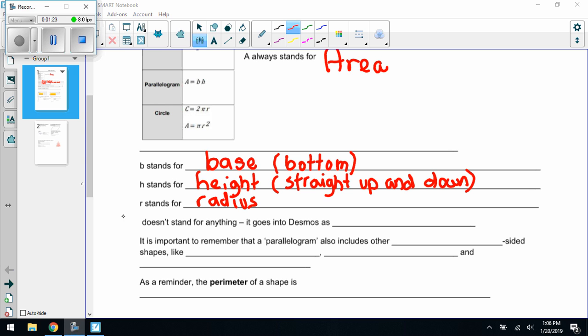And over here on our note page, I'd like for you to include the pi symbol. It got cut off on our notes. So this symbol right here doesn't stand for anything. It just goes into Desmos as PI. Yes, those two letters is exactly what you put in Desmos. When you see the sign, it stands for pi. It's important to remember that a parallelogram also includes other four-sided shapes like squares, rectangles, and rhombuses.